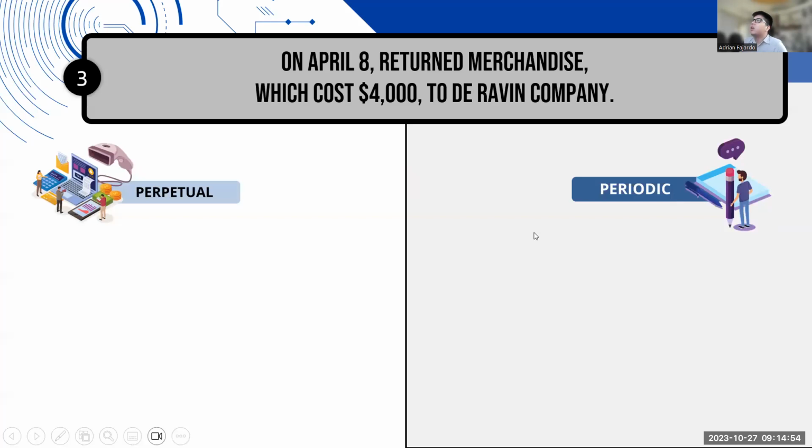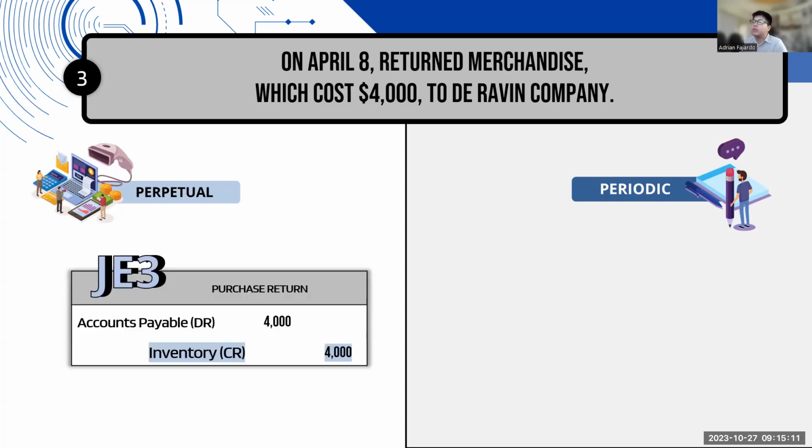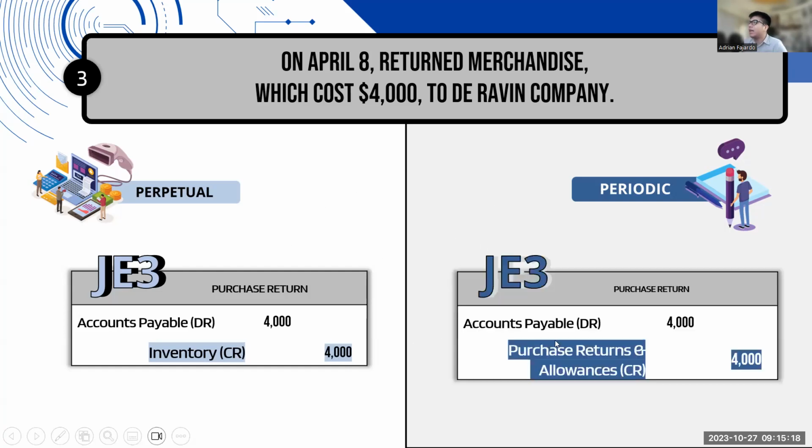Number 3, on April 8, return merchandise which cost 4,000 to Deravin Company. So may PRA ka or purchase return and allowance. Ano yun sa perpetual? Bababa yung accounts payable that you need to pay, pero bababa rin yung inventory. So it's debit, accounts payable, credit, inventory of 4,000. So same yung journal entry sa periodic, pero rather than inventory, ang pangalan niya is purchase returns and allowance. So it's the same journal entry, just a different name for periodic.